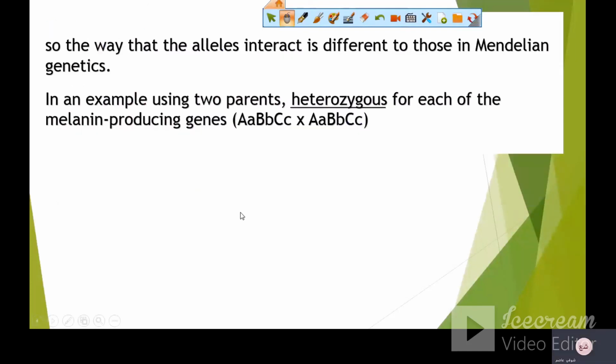So the way that the alleles interact is different to Mendelian genetics. In an example, using two parents heterozygous for each of the melanin producing genes, AaBbCc, you'll find this is what's called polygenic inheritance, where you will find blending of different pairs of alleles. So blending different pairs of alleles is called polygenic inheritance.